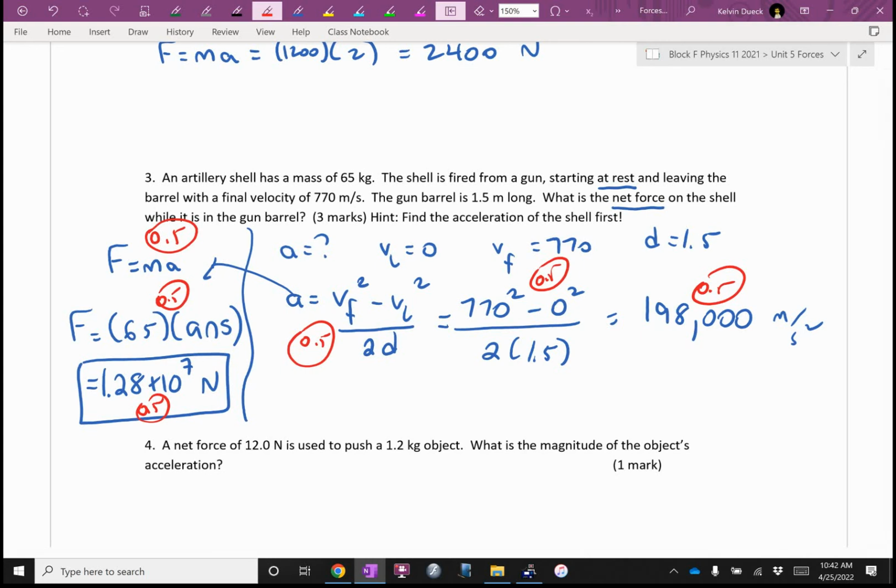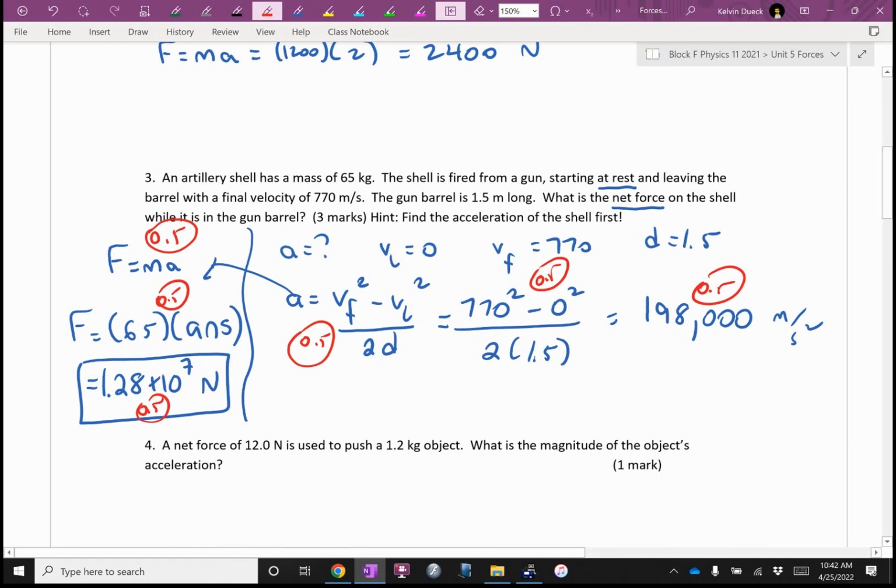Oh, forces come in. So the artillery cannon applied that force to the shell. When that shell hits another object, it's going to apply a similar force. This is why artillery shells do so much damage, because that's a fat ton of force. That's a lot of force. Of course it's going to do damage.